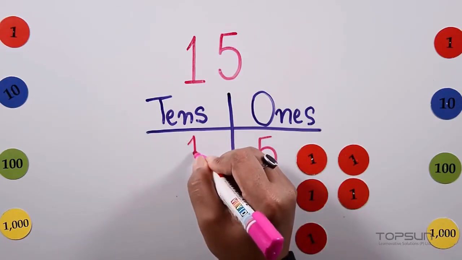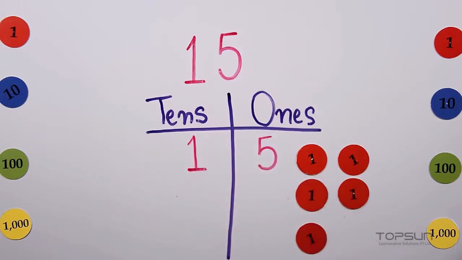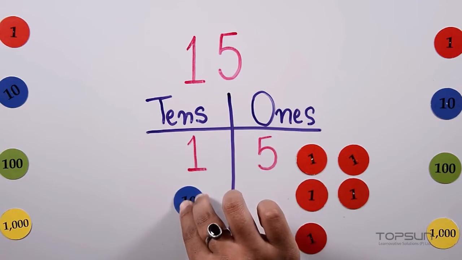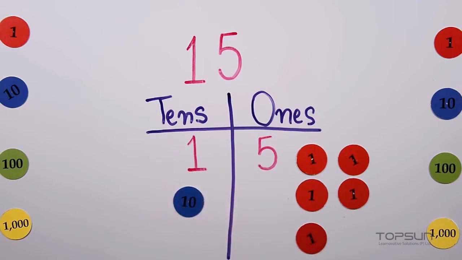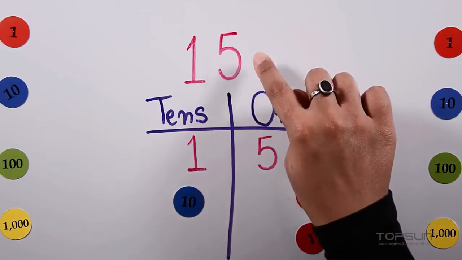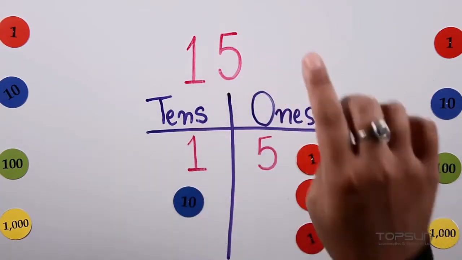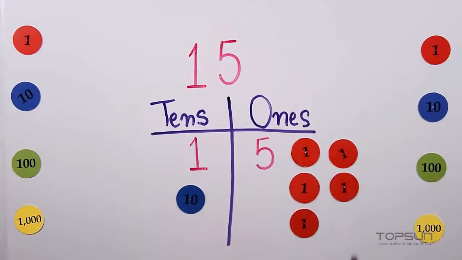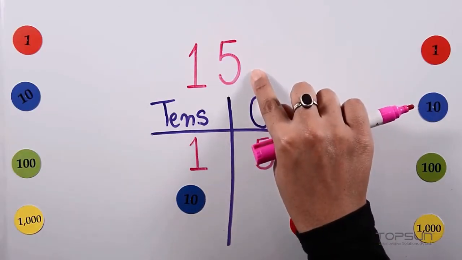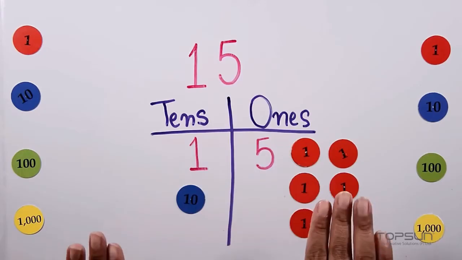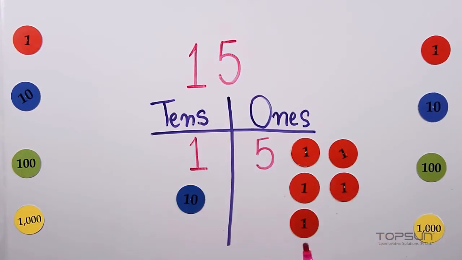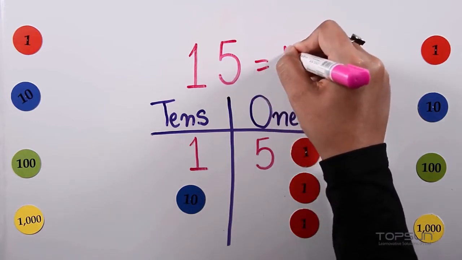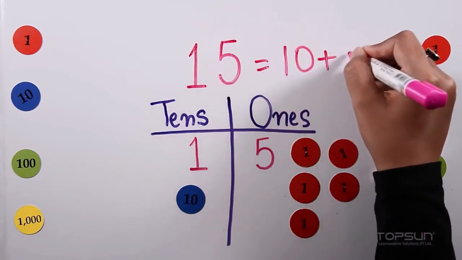Now we write our 1 here under tens and we place a 10 disk under this. We let the learners perform this activity with their own hands so they will understand how to write the expanded form. This is only the standard form. But when they have to write in the expanded form, learners will have a model here to look at. So we know this number is written in standard form. Now when the learner looks at this, they will understand how to write it in expanded form. That is 10 plus 5.